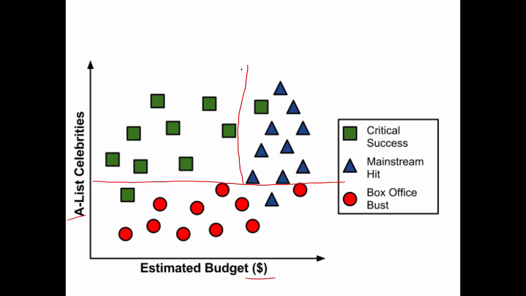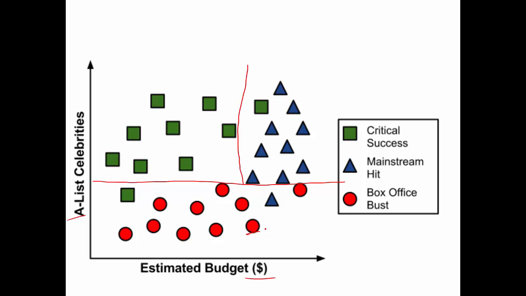First of all, we can see that almost all the movies which have a small number of A-list celebrities, but differing levels of budget, are what the clustering has called box office busts. So there don't have to be many A-list celebrities, and they haven't produced a lot of money for us. Their budget varies, but this is the common thing. They're box office busts.